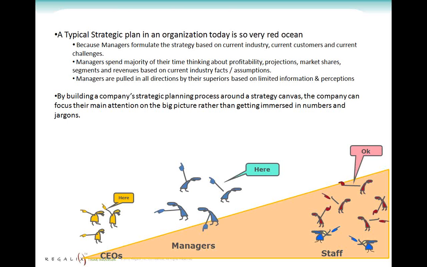Managers also spend a majority of their time thinking about profitability, projections, market shares, segments, and revenues. All these are based on current industry facts and assumptions. Besides, managers are also pulled in all directions by their superiors, who again have limited information and perceptions. Blue Ocean strategy suggests that by building a company's strategic planning process around a strategy canvas, the company can focus their main attention on the big picture rather than getting immersed in numbers and jargon.